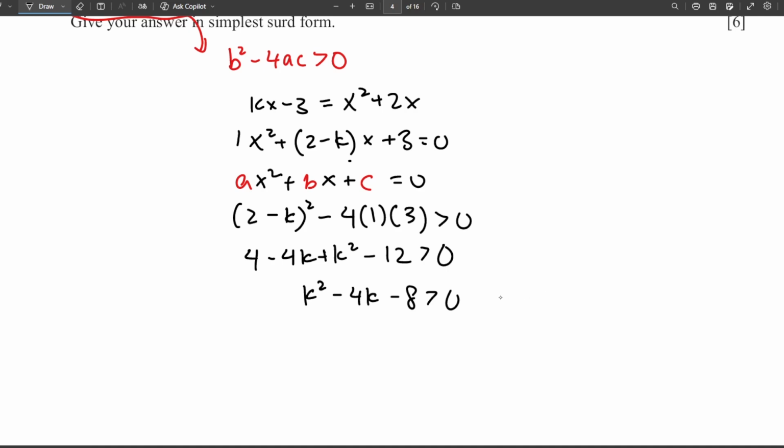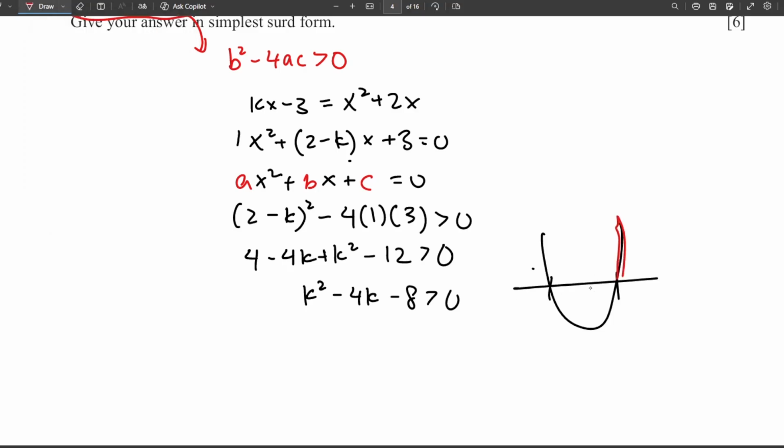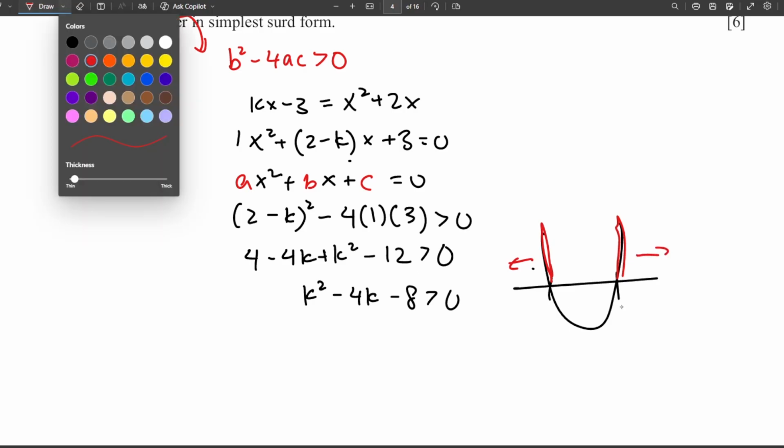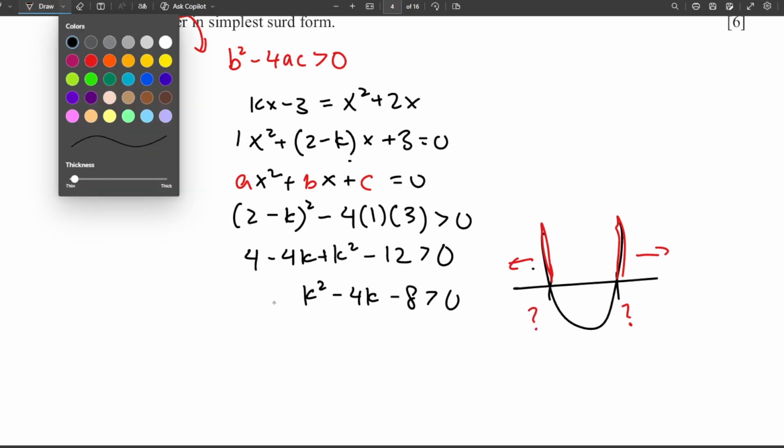So what this actually means is this quadratic inequality, right? If you recall, it means we want the values of k that will get the quadratic graph that is on top, right? Greater than 0 means on top of the x-axis. So this part. So we want the left and the right side. So what we need to do is find this value and this value. Okay. So if you try and do this, it is not able to be factorized.